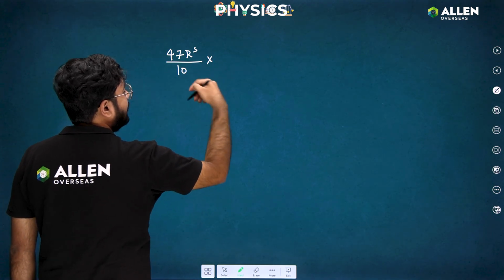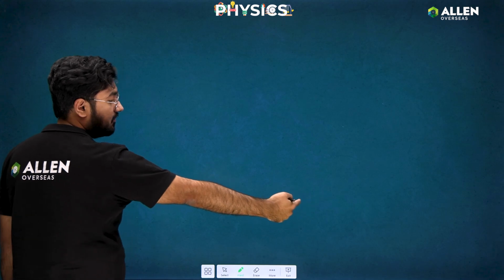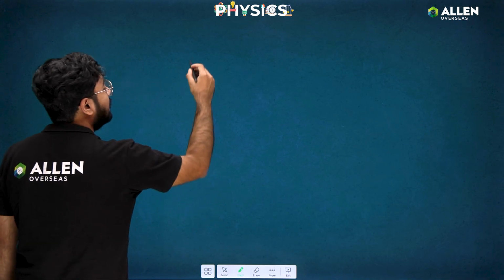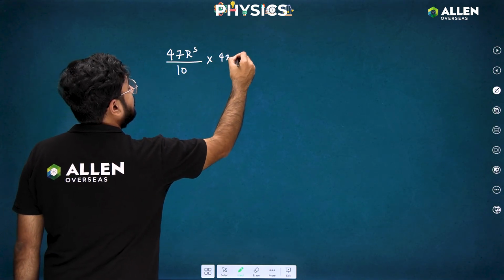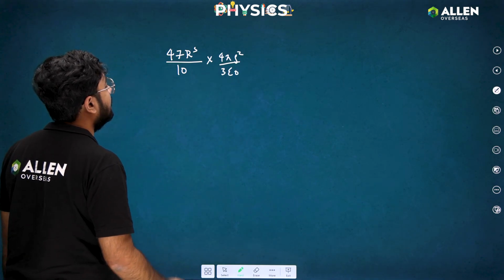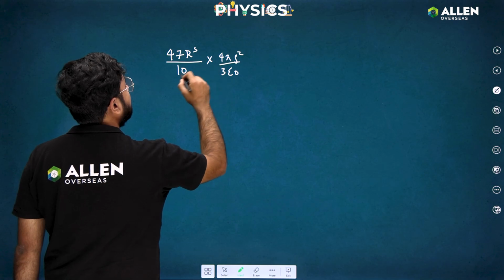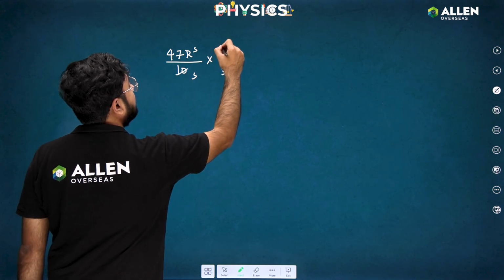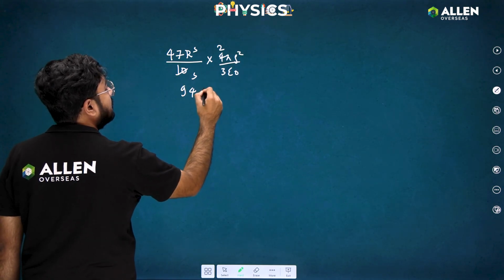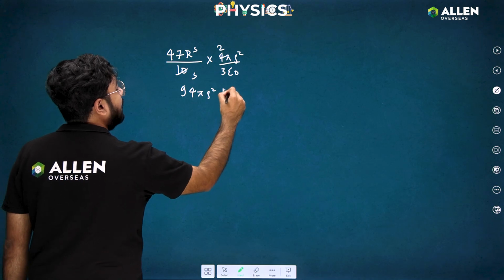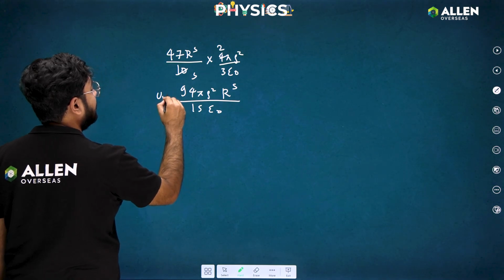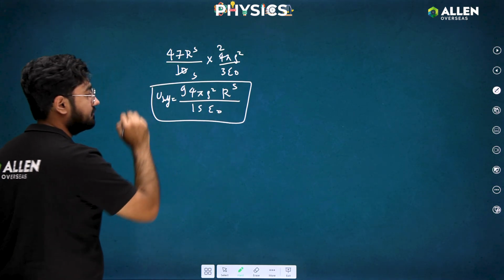And whatever was already there, 4 pi rho square over 3 epsilon naught, right? You can easily evaluate this thing. This is 5, this is 2, this is 94 pi rho squared r to the power 5 over 15 epsilon naught. Looks ugly, but it is what it is.